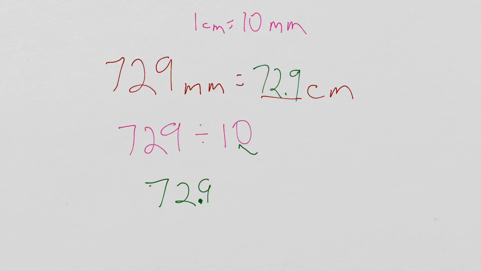And there we get our answer, 72 and 9/10. And I hope this helps you understand how the metric system prefixes work, how they're all compared to each other, and how to convert between them.